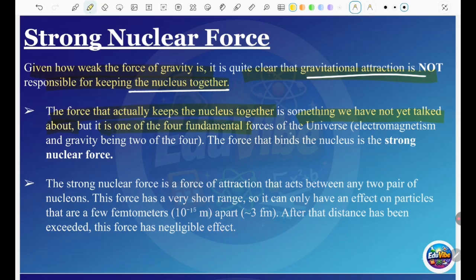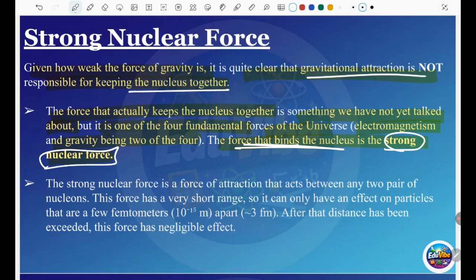but it is one of the four fundamental forces of the universe, electromagnetism and gravity being two of the four. The force that binds the nucleus is the strong nuclear force. We discuss the four fundamental forces by the end of this unit 2. The third one is the strong nuclear force, which actually binds the nucleus, holding the protons and neutrons together. So that's the new force we introduce in today's lesson.